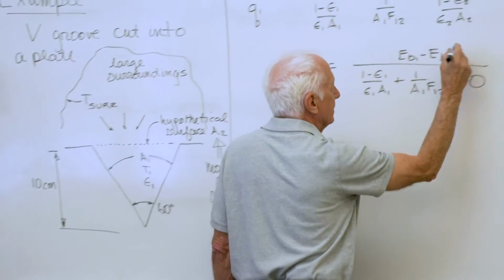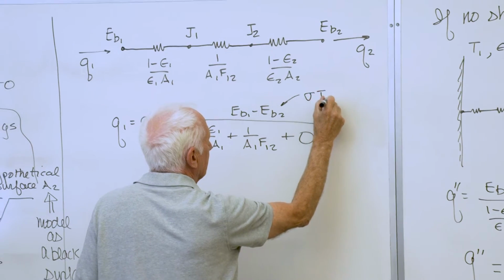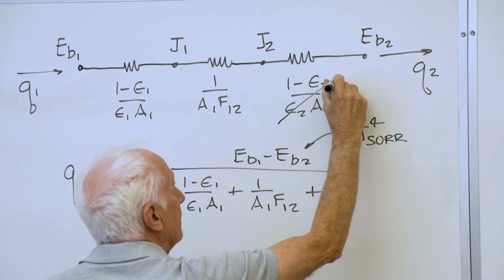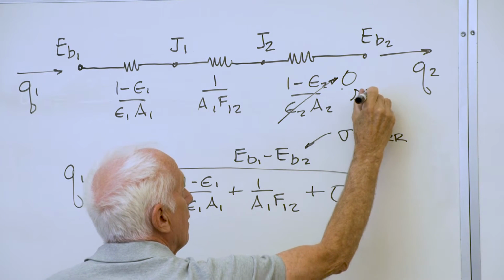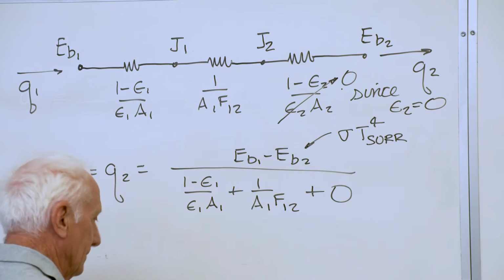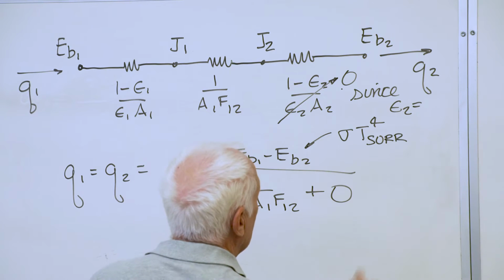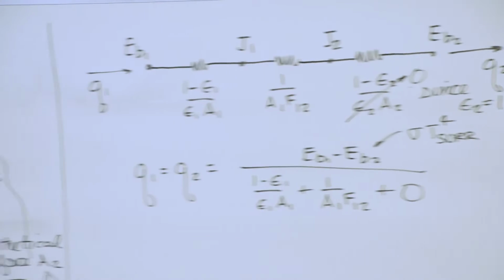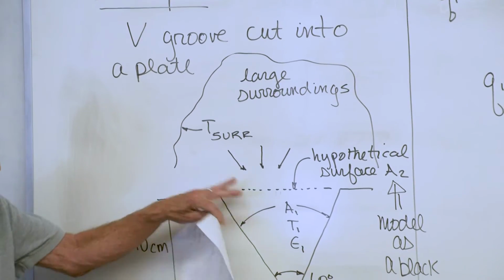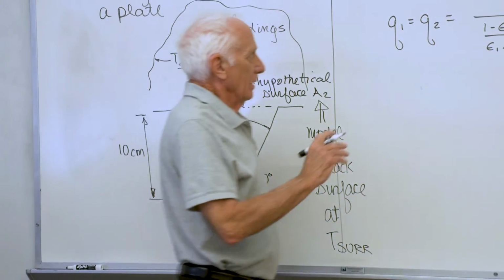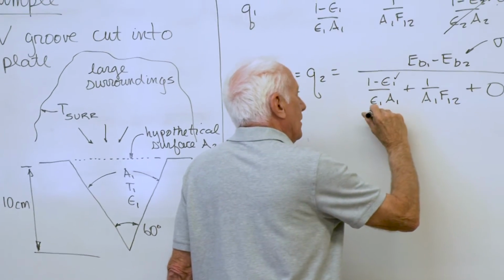So I know what he is. My hypothetical surface is a black surface. Epsilon is 1. 1 minus 1 is 0. Okay, so that's what we do. We create a hypothetical surface which gives us an enclosure, and that hypothetical surface behaves as if it were a black surface. I know epsilon 1.